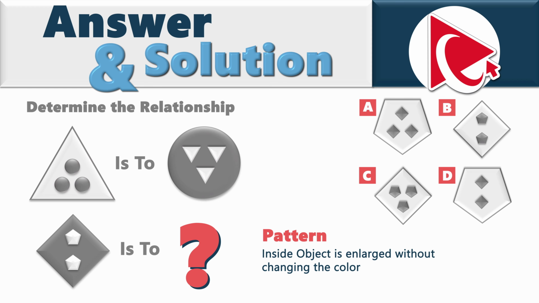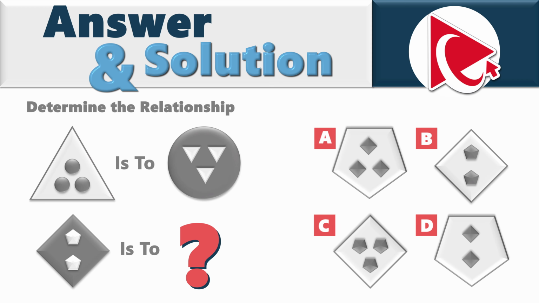And the third consideration is that inside object is enlarged without changing the color. The dark gray circle on the left is enlarged to the larger circle without changing the color. Because choices A, B, C, and D look so similar, let's pay special attention to how to calculate the answer. And let's apply the pattern rules we just learned to the final object.